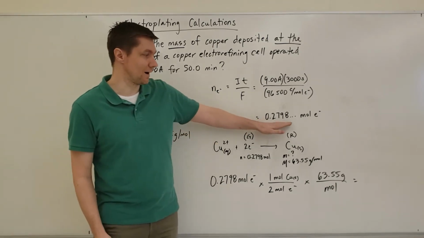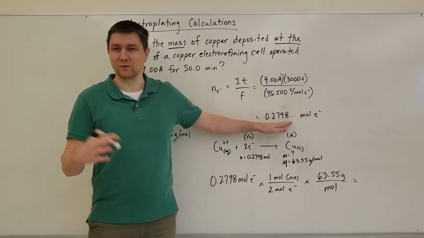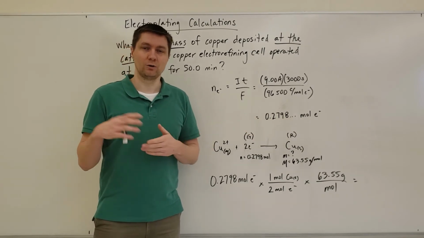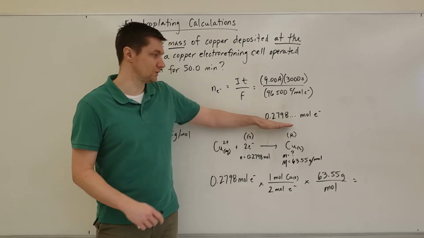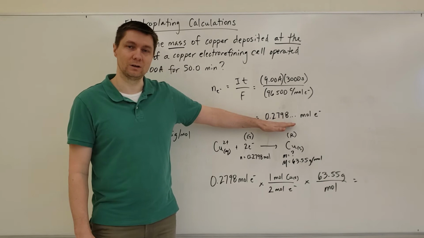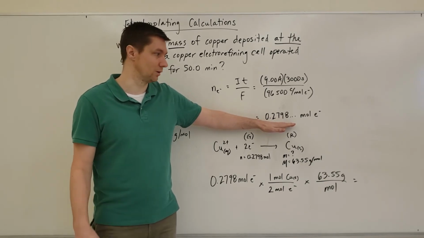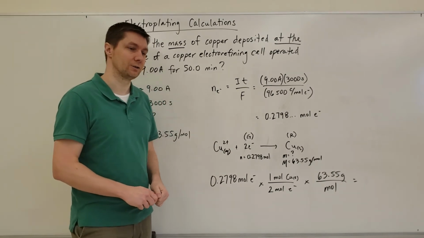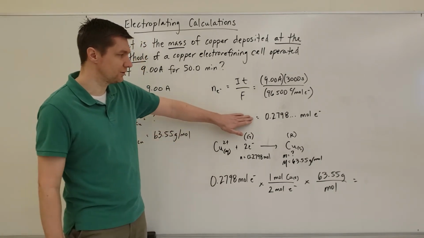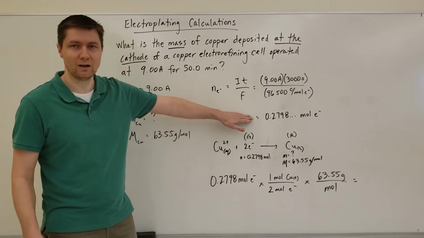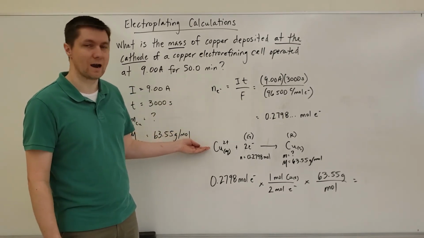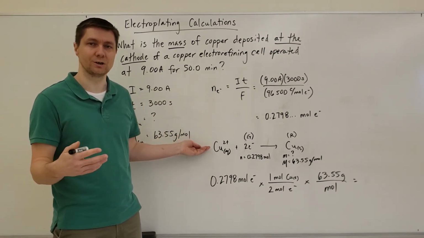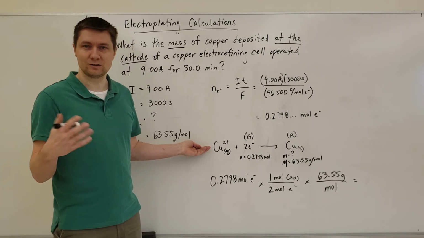So yes, this is a rounded answer on the board just for the sake of simplicity, but when you're doing these calculations, make sure that you're using the big long number that ends up being in your calculator, that irrational number, so that you can carry it on through into your other calculations. So once I've calculated how many moles of electrons I have, I can go to this reduction half reaction to do a little bit of stoichiometry to help me solve for this problem.